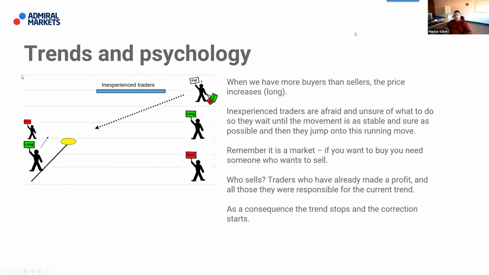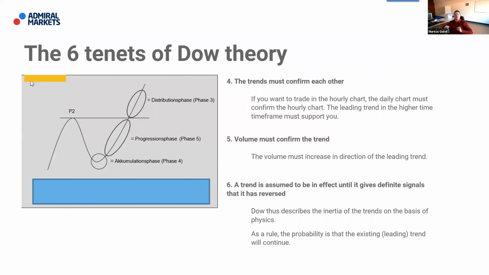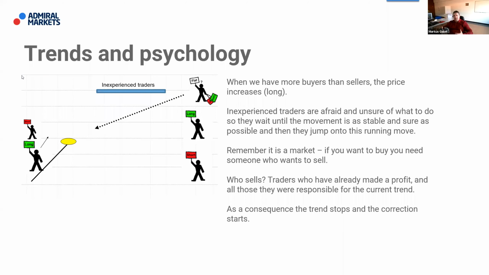Okay. Now here we go, trends and psychology. When we have more buyers than sellers, the price increases. But inexperienced traders are really afraid and unsure of what to do. So they are waiting. They need safety. They need to feel good. They want to feel secure. And they wait until the movement is as stable and sure as possible. And then they jump onto this running move. But guys, really, remember this one. Where is the best situation? The accumulation phase. But that's the human factor. People are always looking for safety, security, protection. People hate risk.